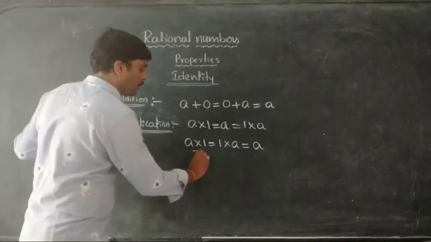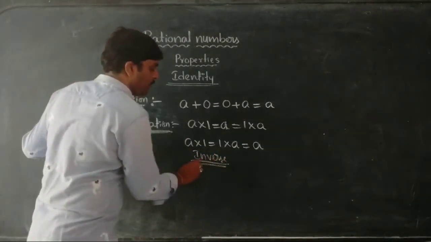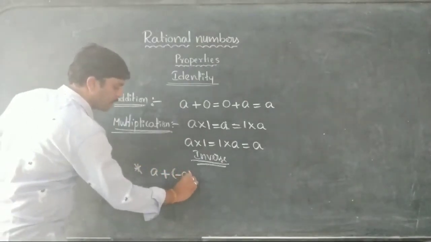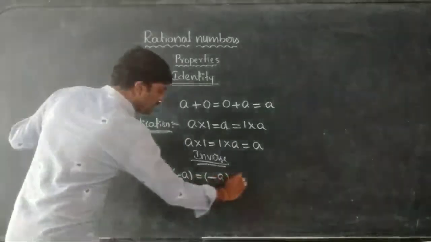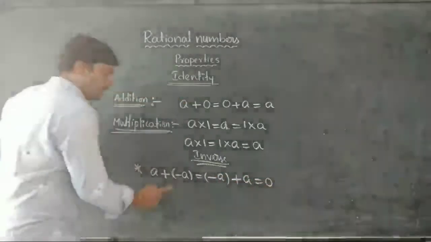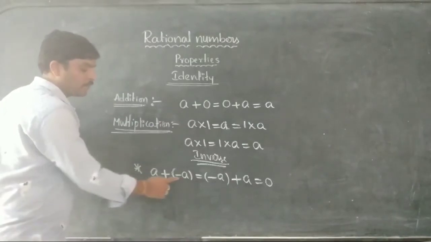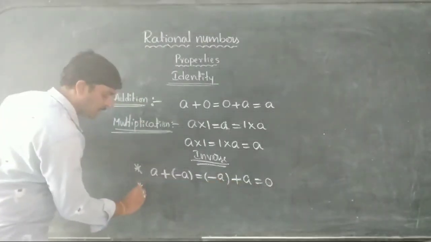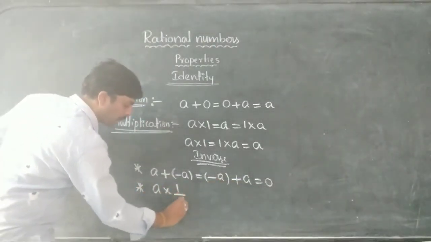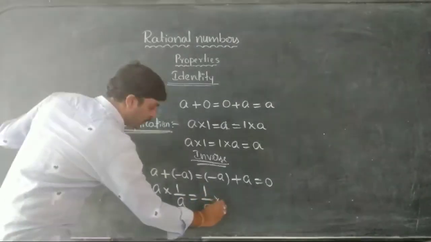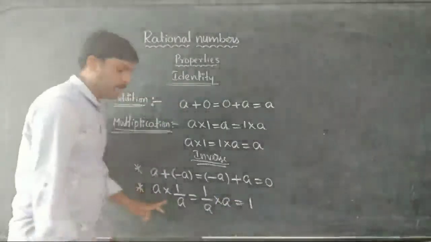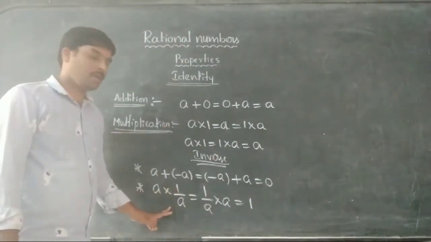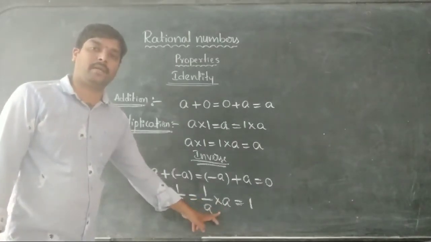Next, inverse property. Additive inverse: a plus minus a is equal to minus a plus a is equal to 0. This is the additive inverse. Minus a is the additive inverse of a. Next, a into 1 by a is equal to 1 by a into a is equal to 1. Here a cancels. A is the multiplicative inverse of 1 by a. 1 by a is the multiplicative inverse of a.